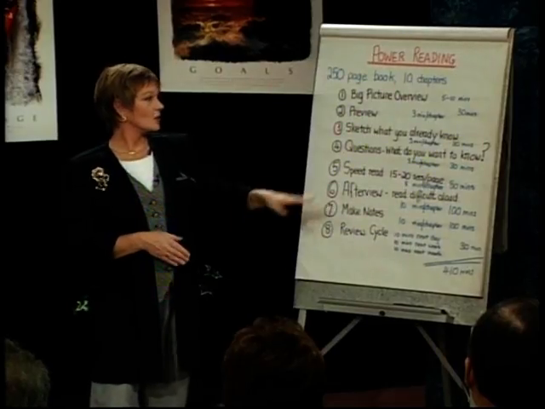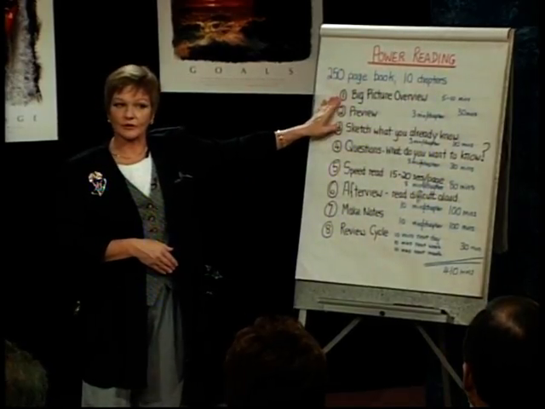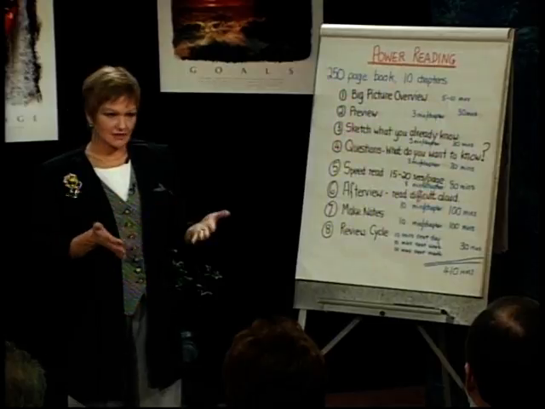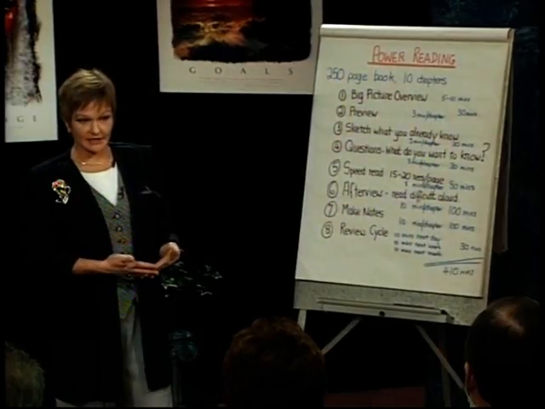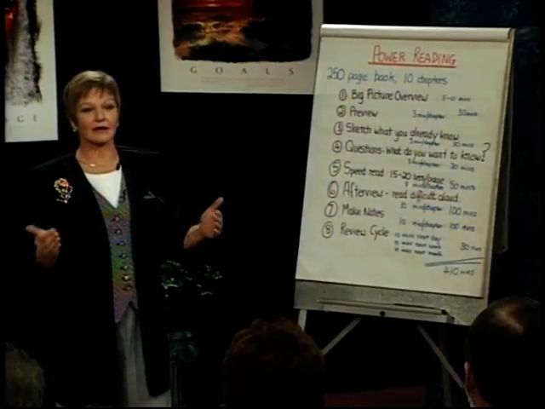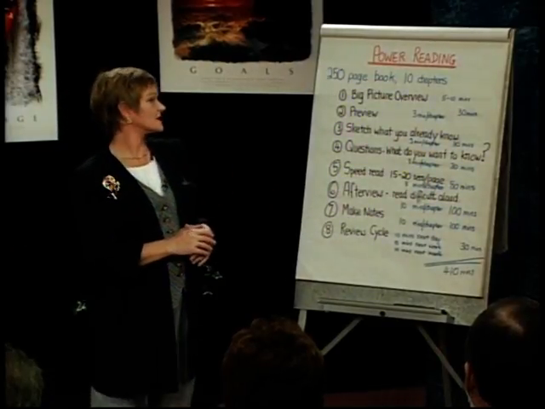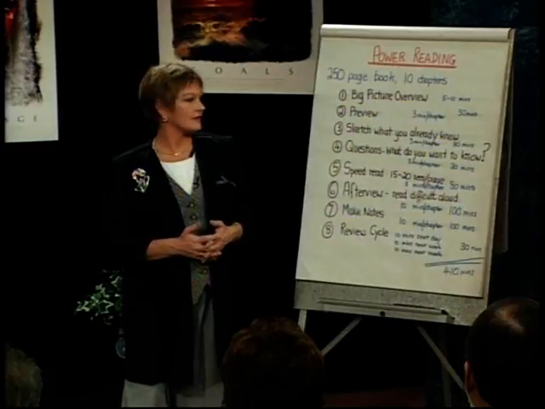At the stage of learning, we first of all get a big picture overview. To do that, we look at the title and the author, we look at the chapter heads, we look at the index, so that we've got a general idea of what the whole book is about. We spend about 5 or 10 minutes just doing that.